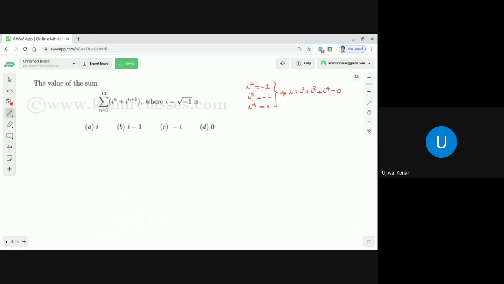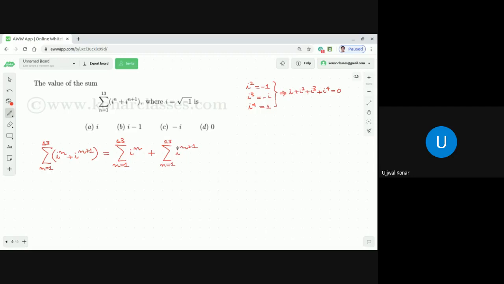So how are we going to do it? If someone is able to find the solution, you can let me know, dear students. n equal to 1 to 13, i power n plus i power n plus 1. We can break it up using sequence and series; we are aware of this big sigma notation. So that is the summation of i power n, n equal to 1 to 13, plus the summation of i power n plus 1, n equal to 1 to 13.